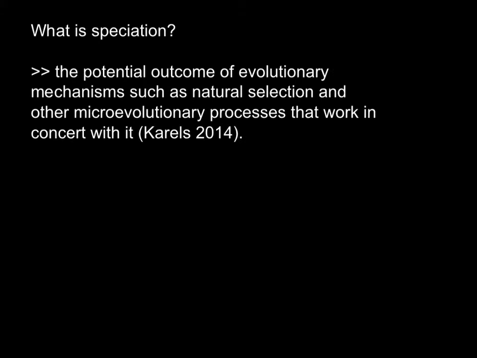Today we're going to be talking about allopatric and sympatric speciation. But before we get to that, what exactly is speciation? In class, we learned that speciation is the generation of species-level diversity. But another way of putting it is that it's the potential outcome of evolutionary mechanisms such as natural selection and other microevolutionary processes that work in concert with it. So it's anything that makes one population separate into two separate populations. And there are several different ways of defining this, and we'll get into those next.